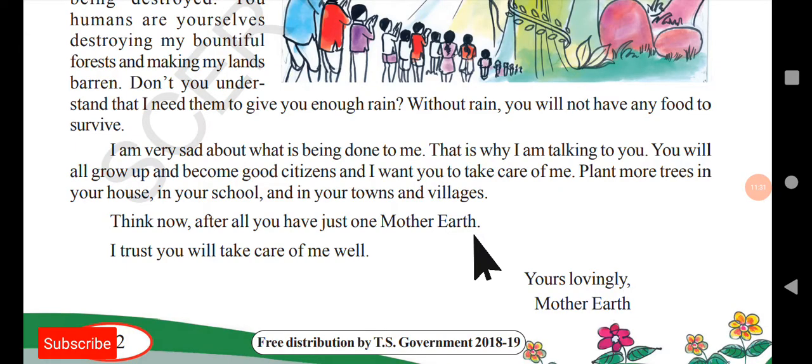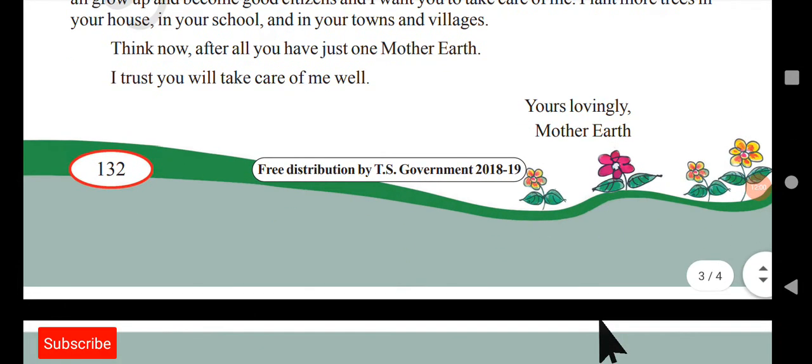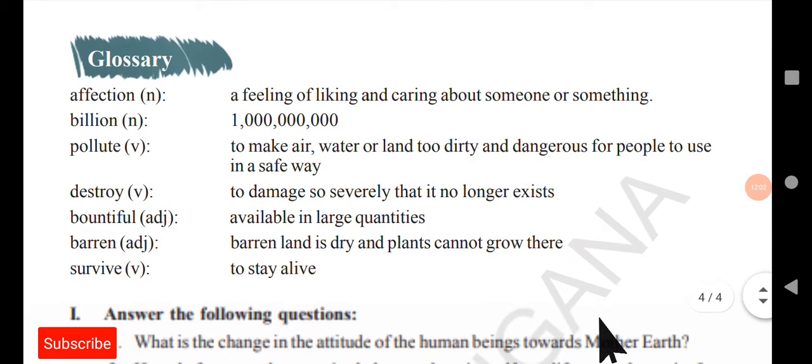So Mother Earth is telling us, asking us, and also suggesting many things here to save the Earth. I trust you will take care of me well. So it is also trusting all the children that they will take care of it very well. I hope the children will listen to Mother Earth and keep the hope of Mother Earth. So you can see that the letter is from Mother Earth. Yours lovingly, Mother Earth. So here you have got some glossary.